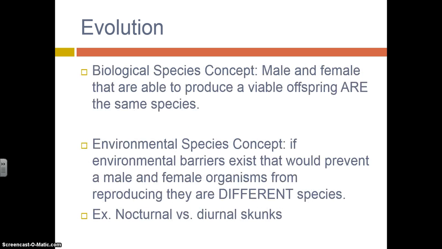So we have 2 different species concepts here that we need to talk about. The biological species concept and the environmental species concept. With the biological, basically, if you get a male and a female together, and they make a baby, and that baby is able to make more babies, then they're the same species. So it's essentially the capacity to intermingle your genetic code and make viable offspring.